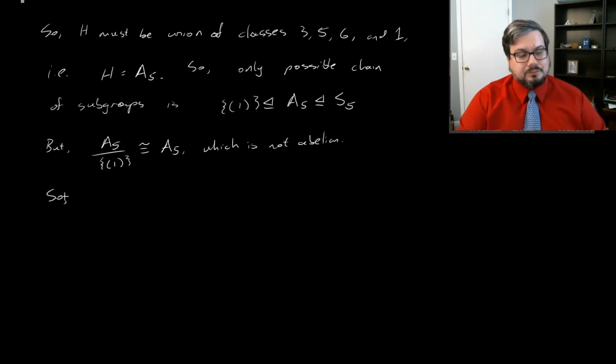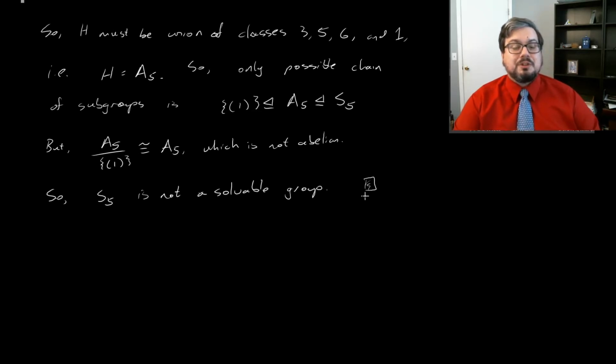So that tells us that S5 is not a solvable group. So some groups are solvable, some groups are not solvable. It turns out that the symmetric group on 1 element, 2 elements, 3 elements, and 4 elements are all solvable, but the symmetric group on 5 or more elements is not solvable.